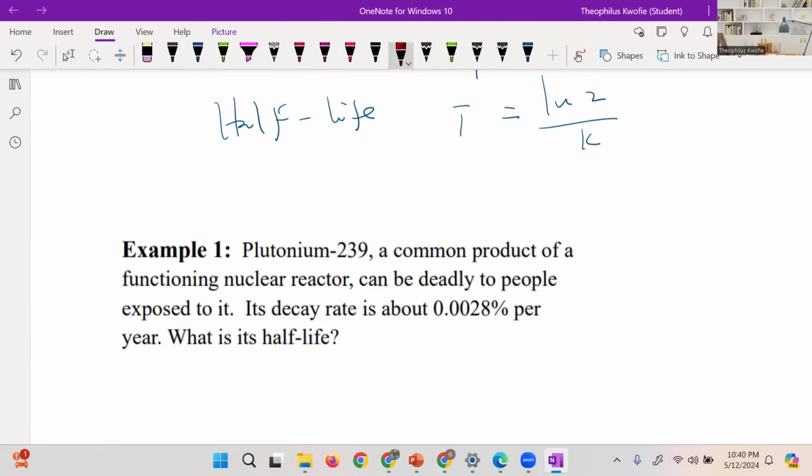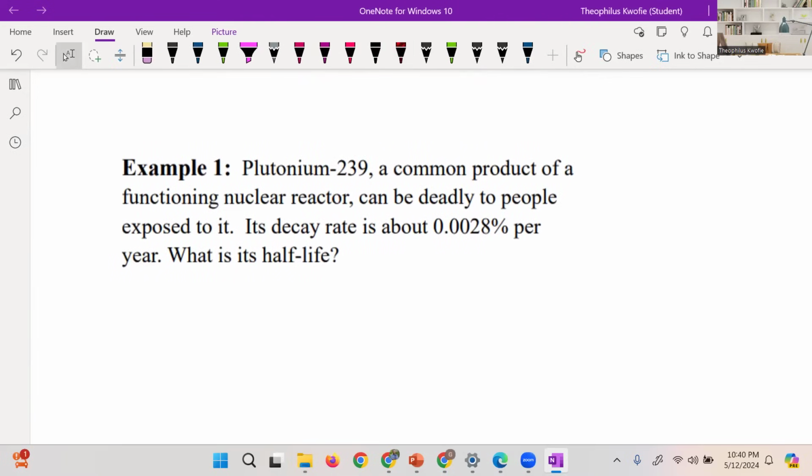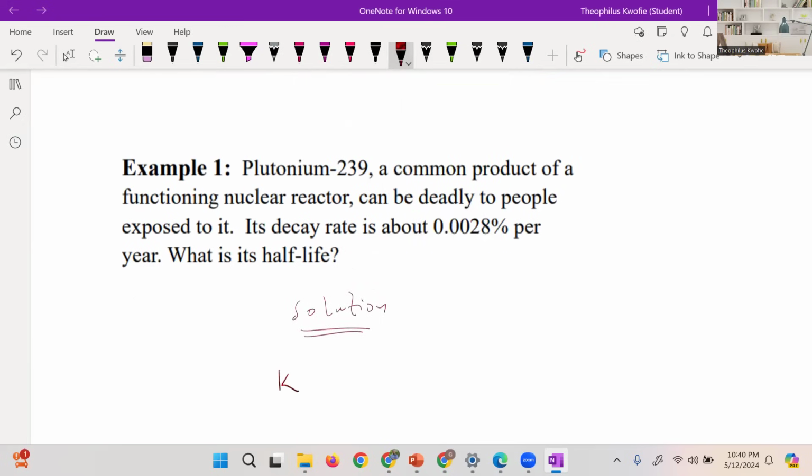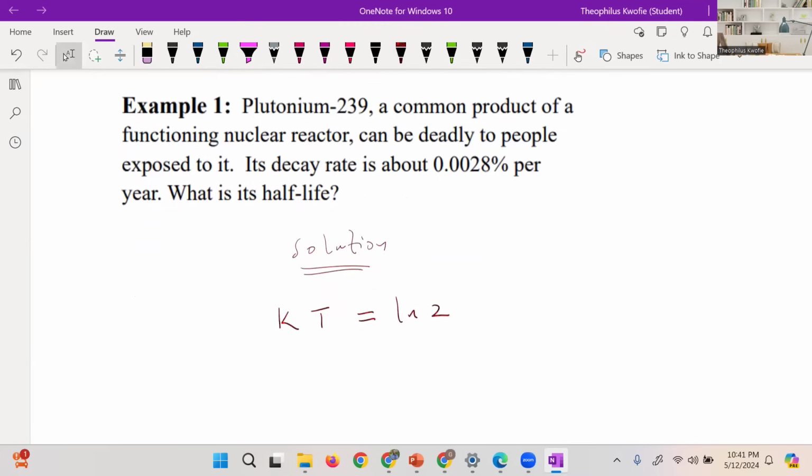So let's take note. We mentioned that the decay rate and the half-life are related this way. Solution: the decay rate and the half-life are related this way. Now, if we are asked to find the half-life, which we denote as T, it means that our T would be equal to ln 2 divided by K.